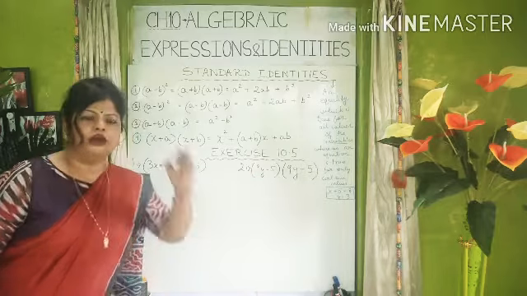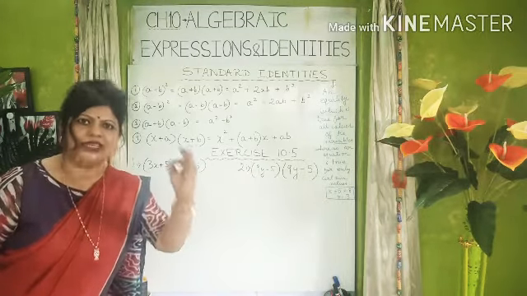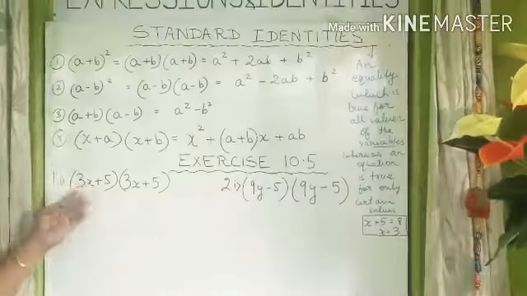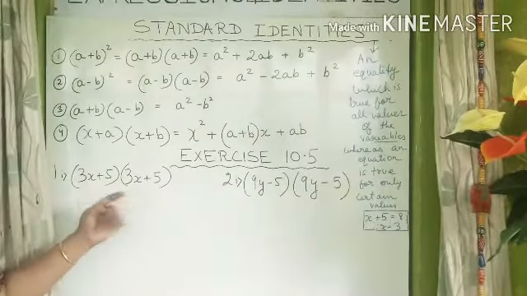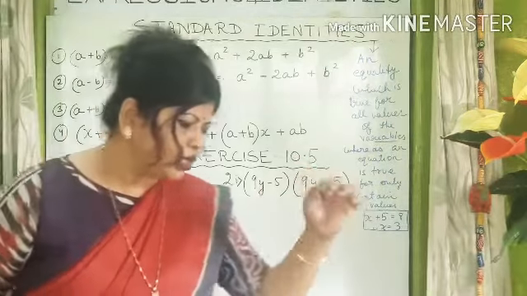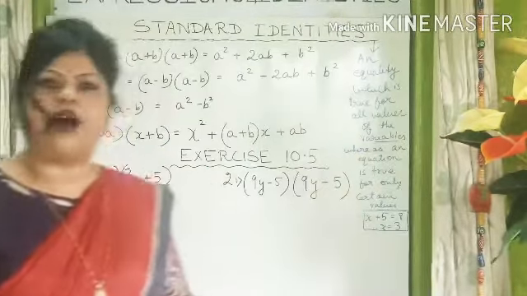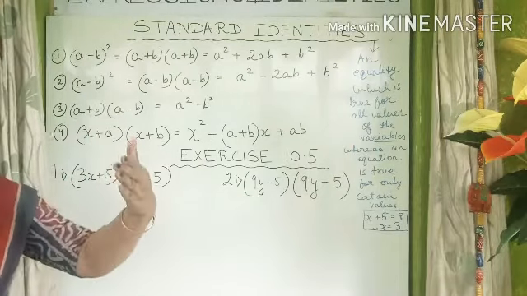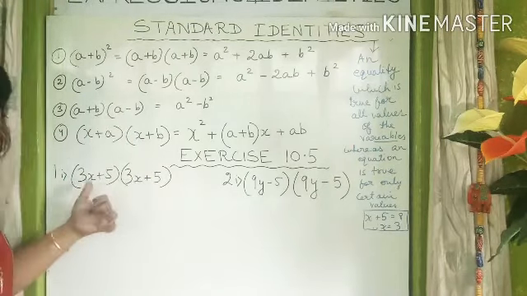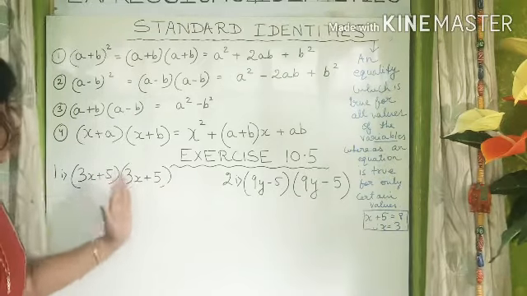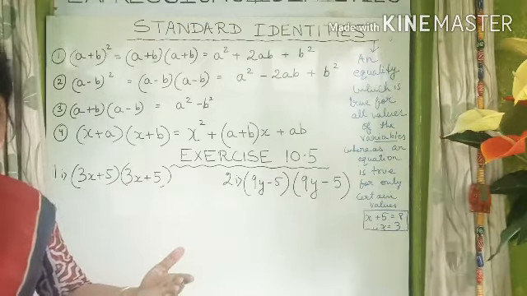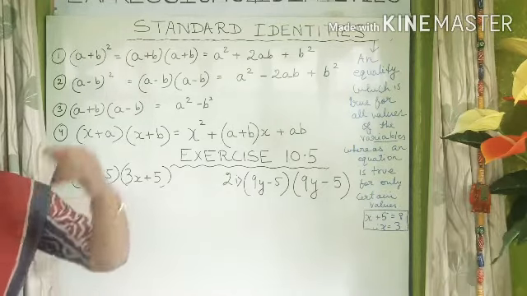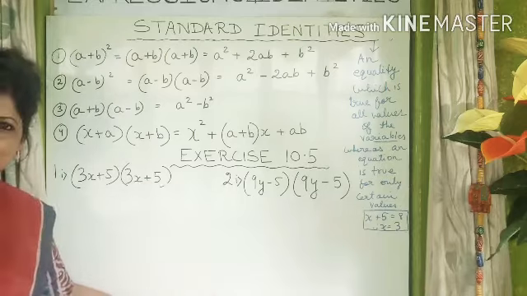Let us come to the first question of exercise 10.5. As you come to the first question, children, your question is (3x + 5) into (3x + 5), and the question says using suitable identities find the following product. You just cannot do that. Students ask me very often, "Miss, I can straight away do 3x into this and this, 5 into this and this, and can solve?" No. You can do simple multiplication only if the question is find the product. Then straight away you will do multiplication.